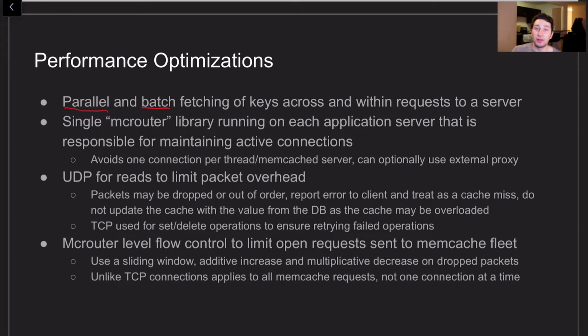Another thing that I mentioned was kind of the threading issue, right? If you have 100 threads running on a server, you don't want to have 100 times the number of cache servers open connections. That would really bog down the server. So instead, each one of those client servers is going to be running a single MC router process, where the MC router process is the only one that's responsible for connecting to Memcached instances.